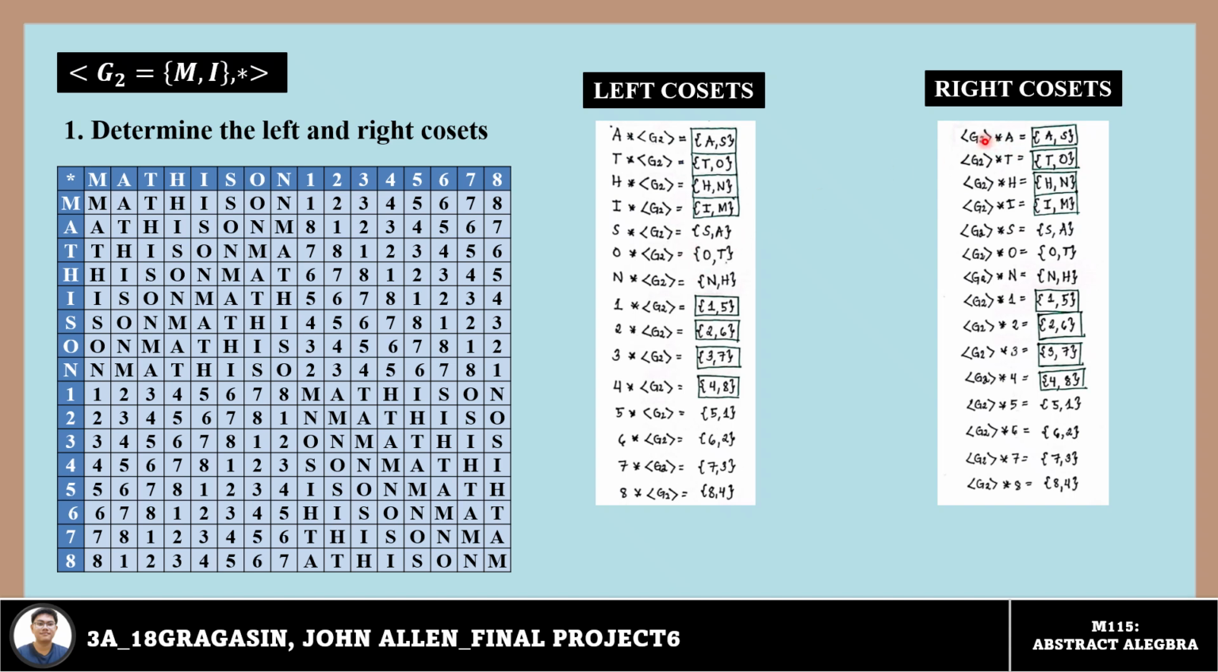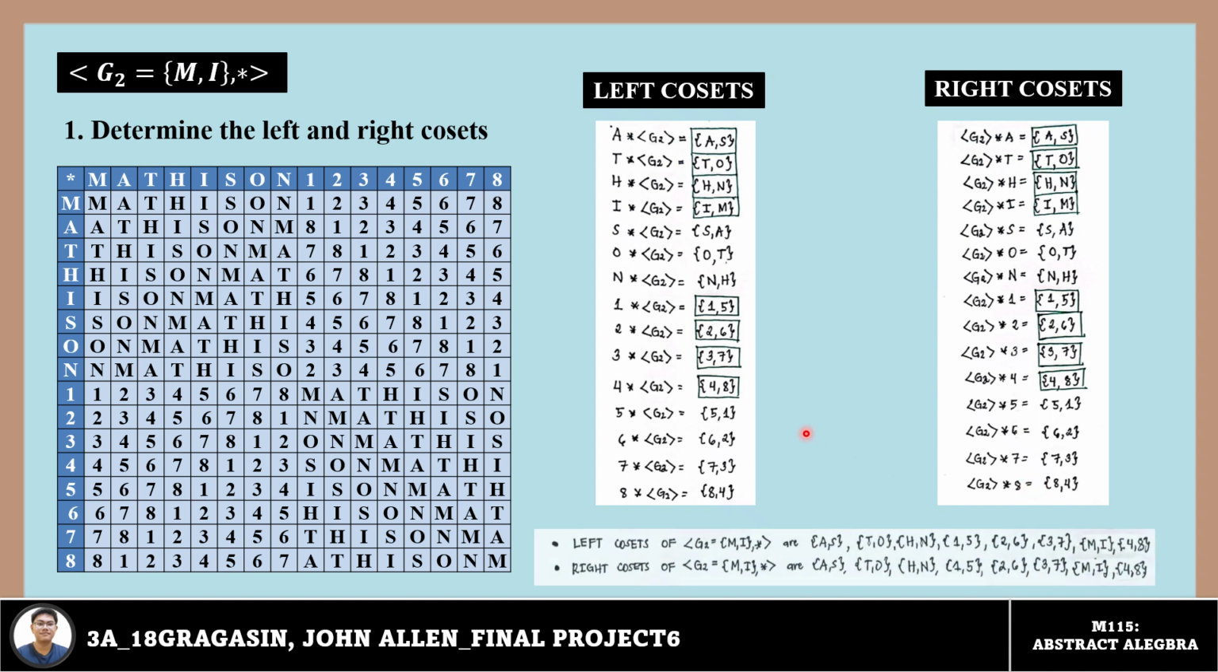And then for the right cosets naman, we have here A and S, it is just the same as S and A. T and O is just the same as O and T. And then H and N is just the same as N and H. And then I and M is just the same as M and I. And then 1 and 5 is just the same as 5 and 1. 6 and 2 is just the same as 2 and 6. 7 and 3 is just the same as 3 and 7. And then 4 and 8 is just the same as the 8 and 4.